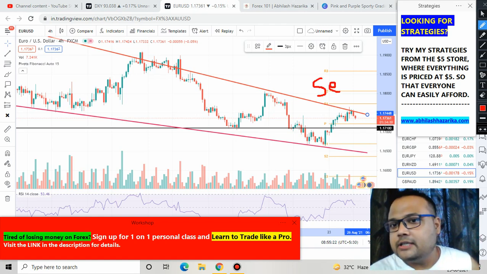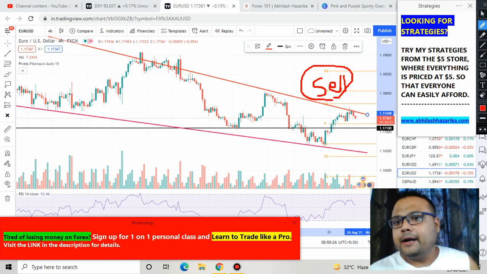You can initiate a sell position here on the Euro USD chart, and just keep in mind that your stop loss will be above this red line, above this red line.